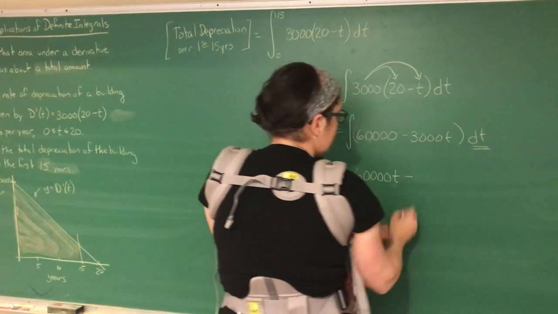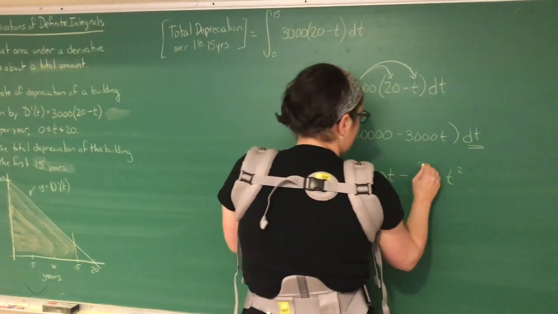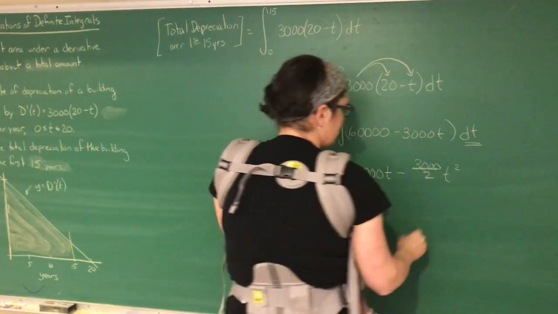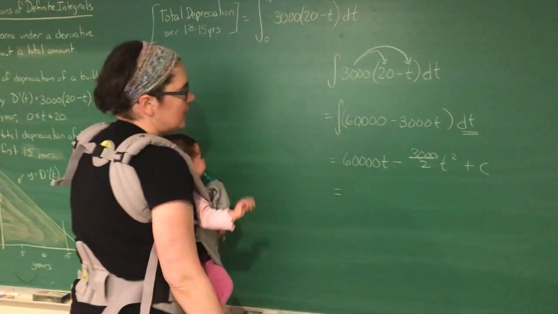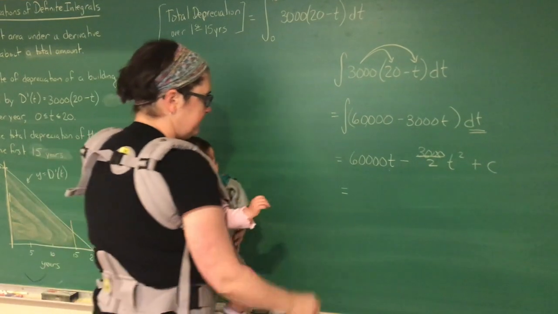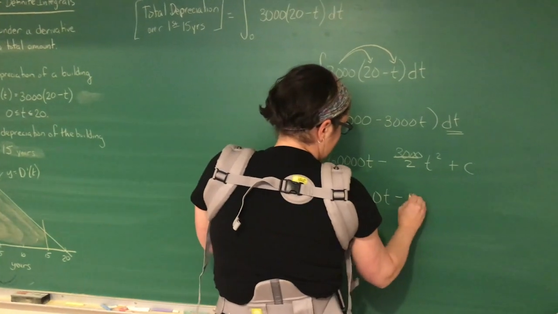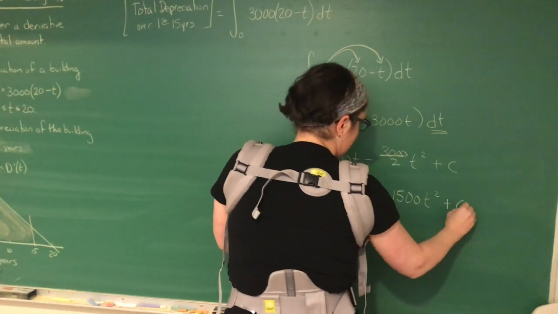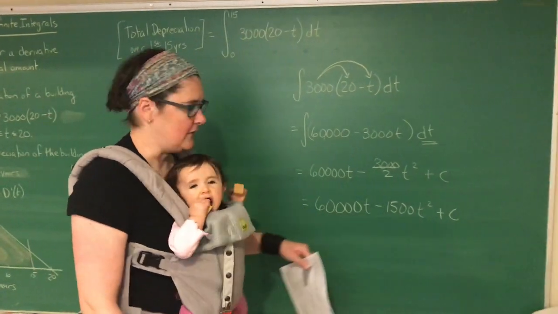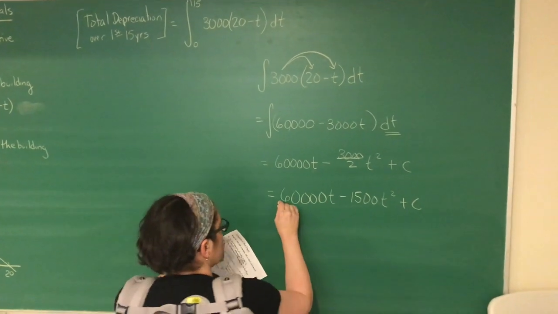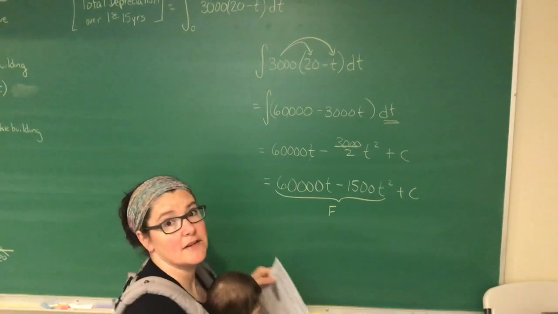Okay, so now I have minus. I'm going to add 1 to the power, so I have t squared. And then I have 3,000 over 2 in front. And then I have a plus c. Okay, so I can clean this thing up. And I have 60,000 t minus 1,500 t squared plus c. Okay, so we found our antiderivative, and the part of the antiderivative that we care about is everything except for the plus c. And so this is our capital F, our antiderivative.